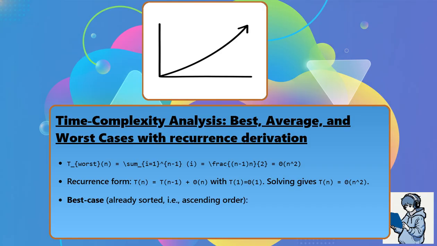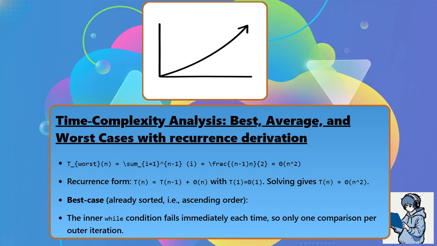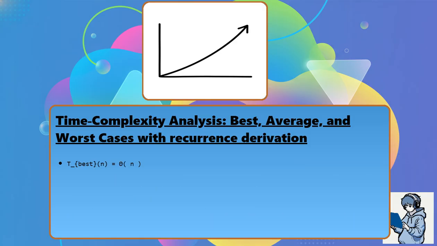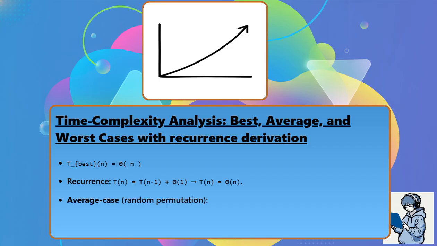Best case, already sorted, that is ascending order. The inner while condition fails immediately each time, so only one comparison per outer iteration. T_best(n) equals Theta of n. Recurrence, T(n) equals T(n-1) plus Theta(1), which gives T(n) equals Theta of n. Average case, random permutation.